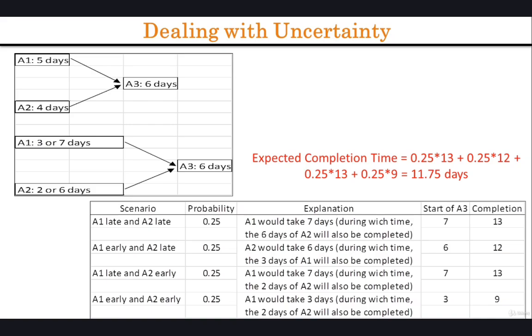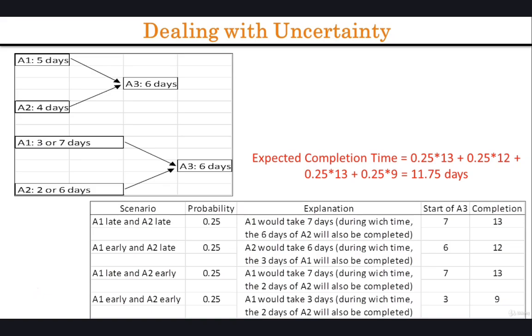In the first 3 scenarios, we are slower than the deterministic completion time of 11 days. Only in the last case are we faster. Thus, we are not just exposed to the risk of the project running later than in the deterministic case, but will be running later on average.